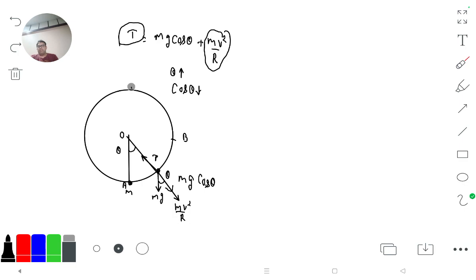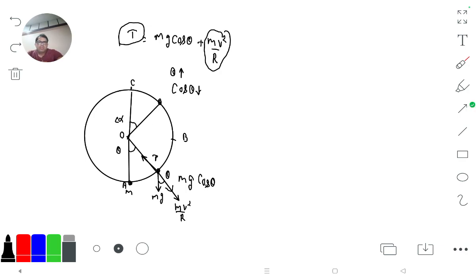Now we will study the variation in tension as we move from B to C. Suppose at any instant of time our stone is here, and this would be the orientation of the string. This would be the radius of this circular path. And suppose at this instant of time, this angle is equal to alpha. So we have taken this small angle as alpha.